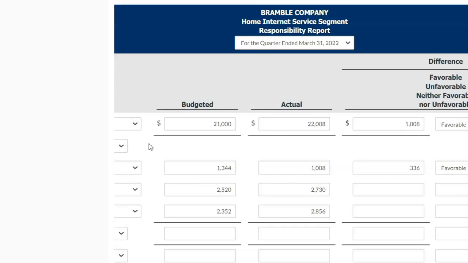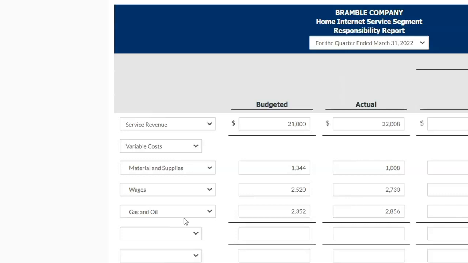In this case, 2520 minus 73. Here it is 210, unfavorable. Okay, you got it. The other one is 504, yes, unfavorable. Okay, then just total them up.